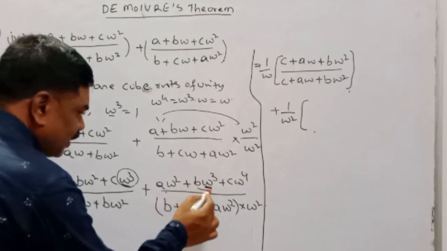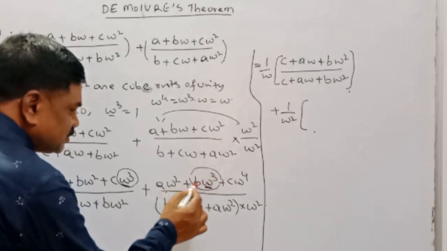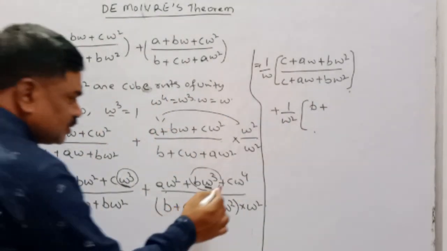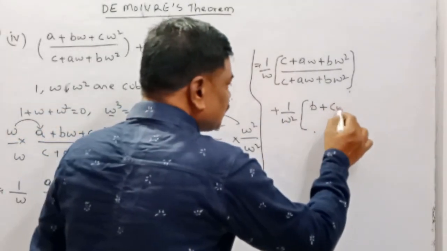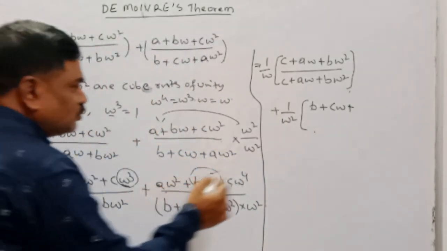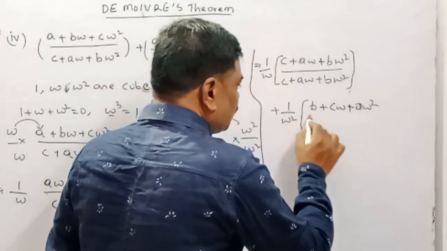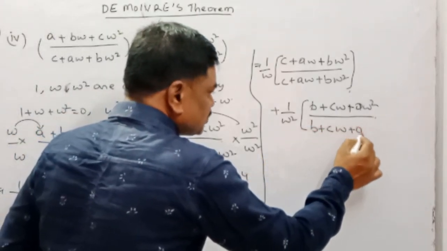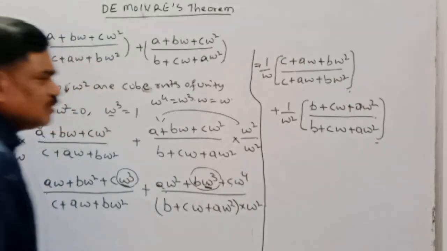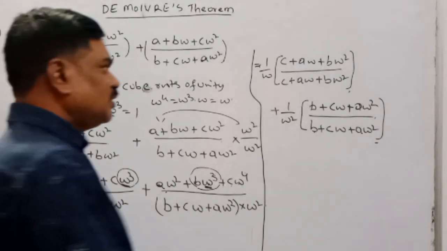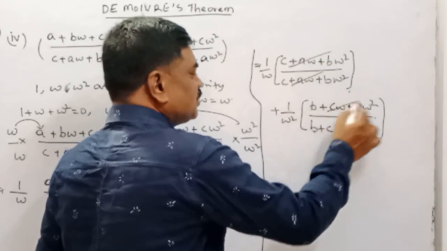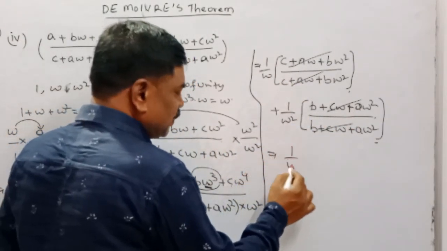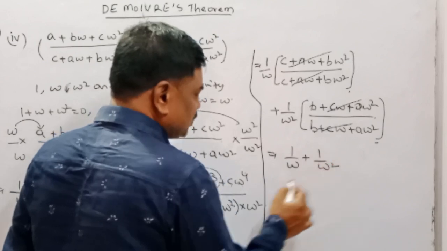You write first b, since omega cube is equal to 1. Next c into omega plus a into omega square, by the denominator b plus c omega plus a omega square. Then here this one cancels, this one cancels. Then what is the remaining? 1 by omega plus 1 by omega square.